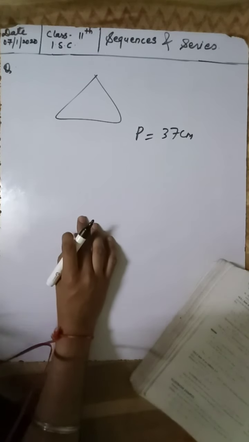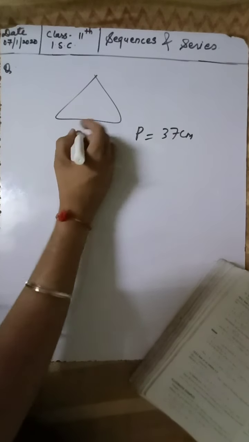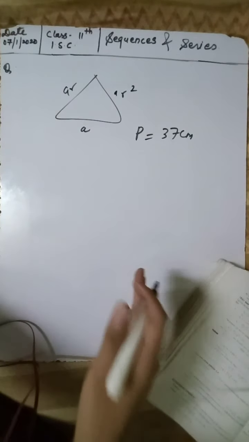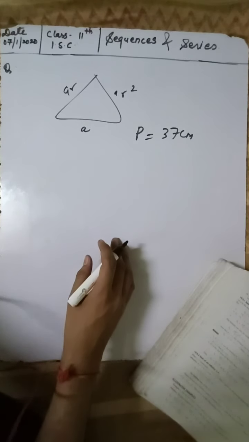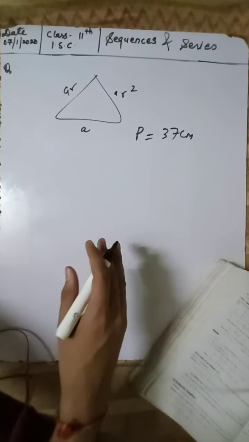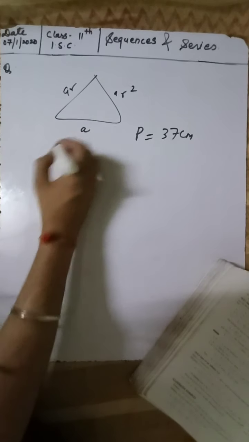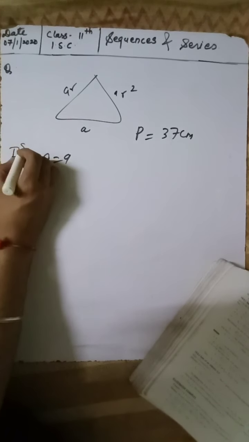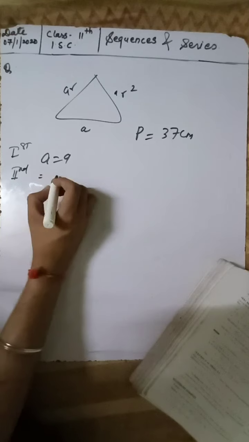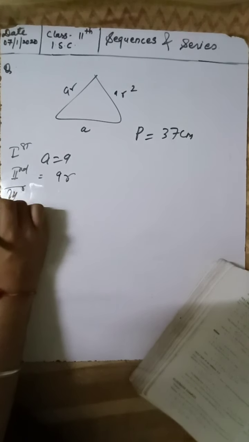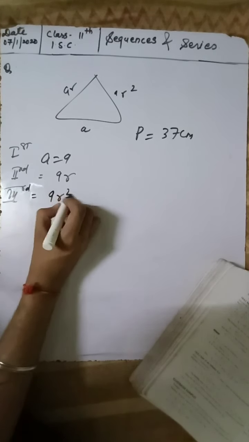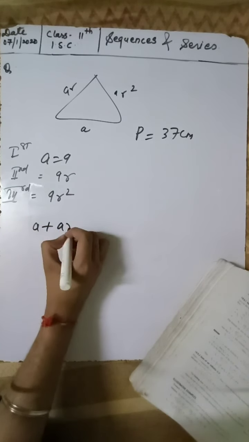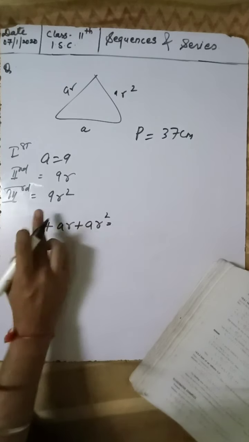So if I consider its sides as a, ar and ar square, why? Because they are in GP, so we need to consider accordingly. And the shortest side is 9 centimeter, so let that shortest side be a. So a is equal to 9 we are considering. So this is the first side, its second side will be 9r, and its third side will be 9r square. Its perimeter is 37, so add these three, a plus ar plus ar square, sorry 9, it's 9.